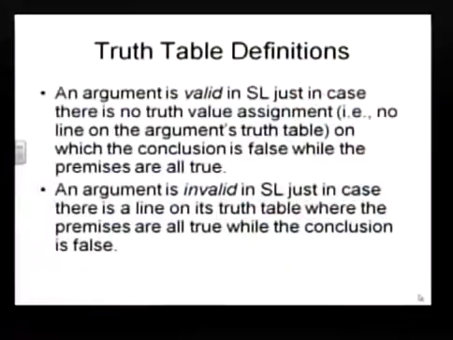And now, getting back to one of the things that we defined a few moments ago in our more natural reasoning, we now have a new, slightly more rigorous definition of validity. An argument is valid in SL just in case, and we're no longer talking about vague impossibility here where I have to wave at Venn diagrams. We now have a more rigorous way of formulating that. An argument is valid in SL just in case there's no truth value assignment, that is, no line on the argument's truth table, on which the conclusion is false while the premises are all true. That's our new definition in SL of validity.